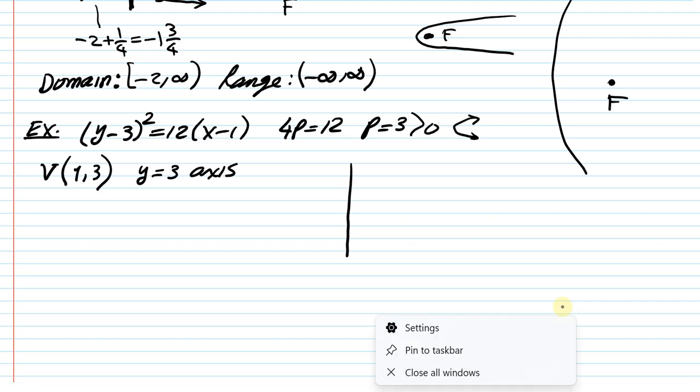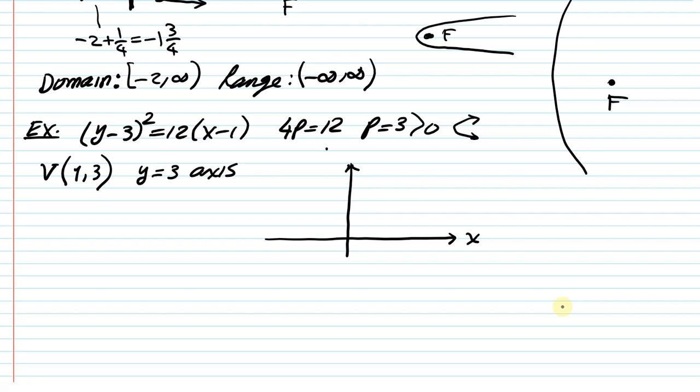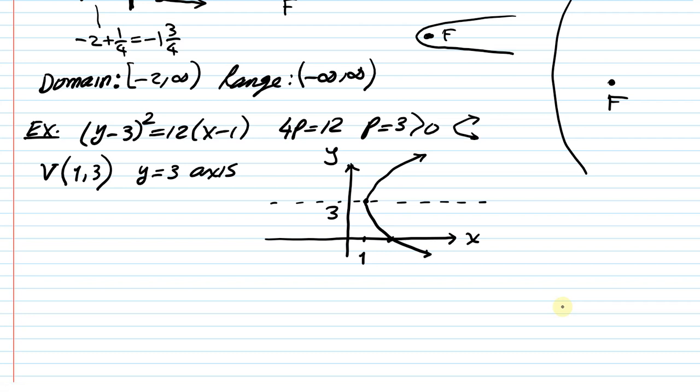And let's graph this one. XY. Vertex is at 1, 3. So it's right here. Let's call that 1, 3. There's the axis. It opens to the right, correct? So it's going to go, I don't know, something like this. And what is the x-intercept?